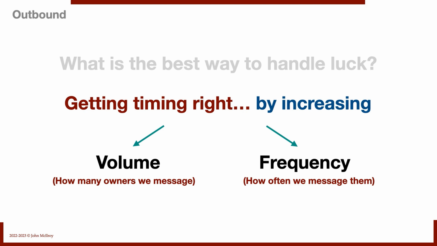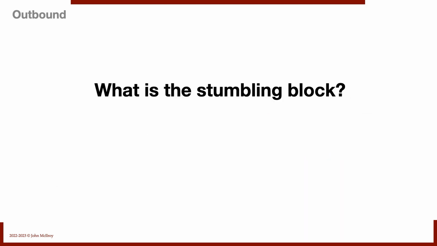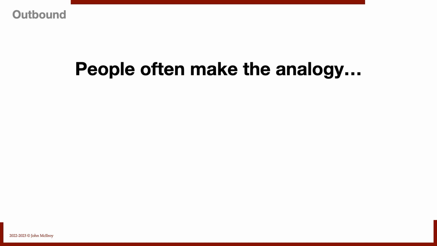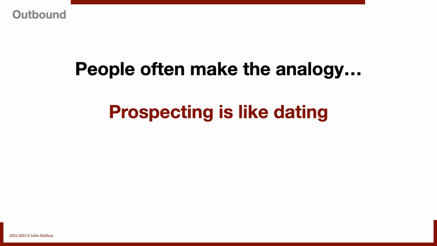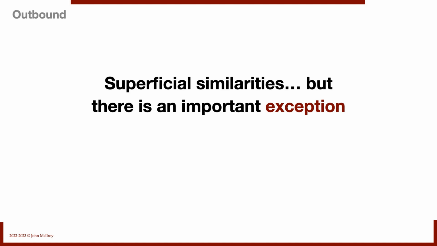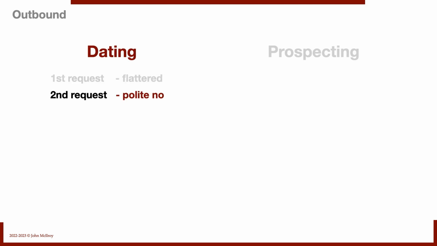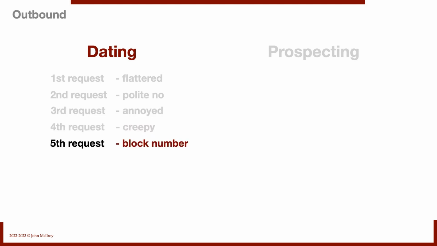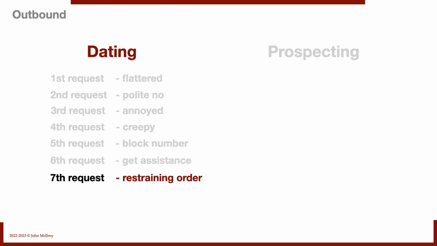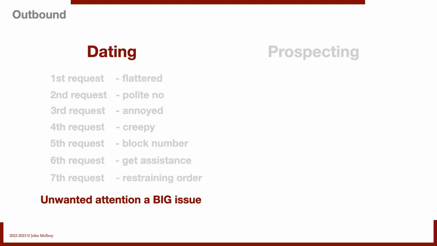But when it comes to frequency, some people have a mental stumbling block. What is that stumbling block? Let me deal with the stumbling block with an analogy that people often make. They compare prospecting to dating. There are superficial similarities, but I want to make an important exception between the two of them. When we're talking about dating and someone gets asked out on a first date, they don't want to go, they're flattered, but they say no. The second request, it's still a polite no, maybe more direct. By the third request, we're getting annoyed. Then it starts getting creepy. We're blocking numbers. We're getting help in terms of how to deal with this stalker. And at some point, looking at a restraining order. I mean, unwanted attention is a big issue when we're talking about dating.